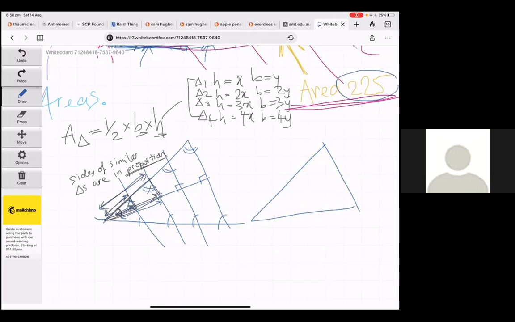Oh wait, hang on. Well, we've already shown that this triangle is similar to this triangle, which is similar to this triangle, which is similar to this triangle. So the base is growing in the same proportion as this side growing is immediate from the fact that sides of similar triangles are in proportion. So I didn't have to do much proving there.